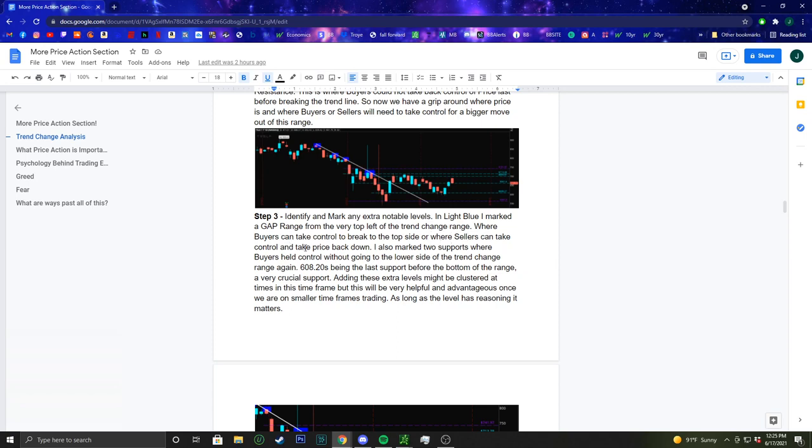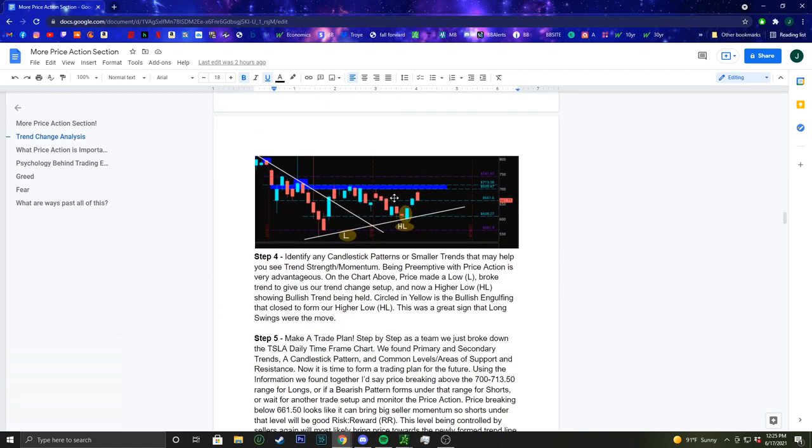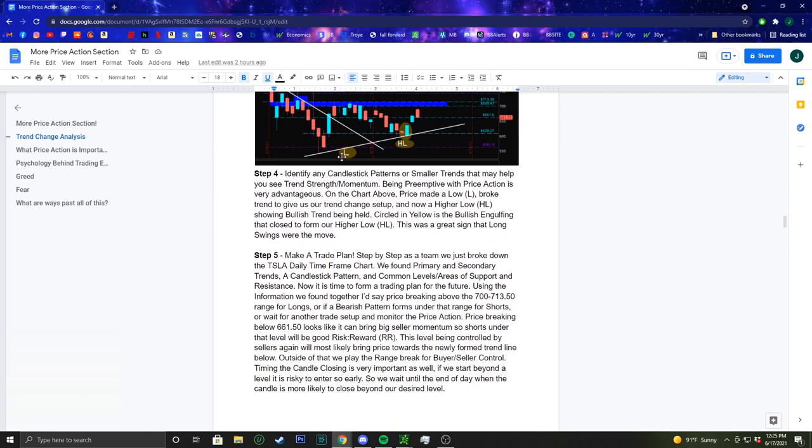Sellers can take control and take price back down. I also marked 2 supports where buyers held control without going to the lower side of the trend change range again. So as you can see, price ended up pushing down and holding a higher low. So bullish, we're looking good on that now. Now we know we are starting to get a better base forming. That's the best step in that. So you can see we have our low and our higher low.